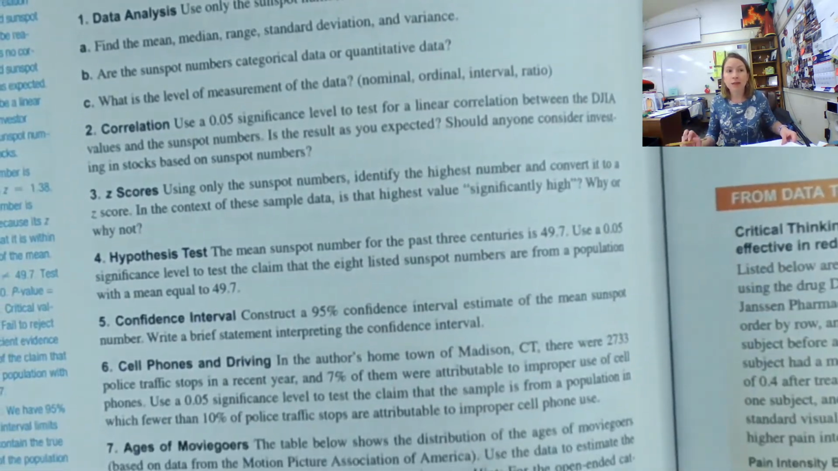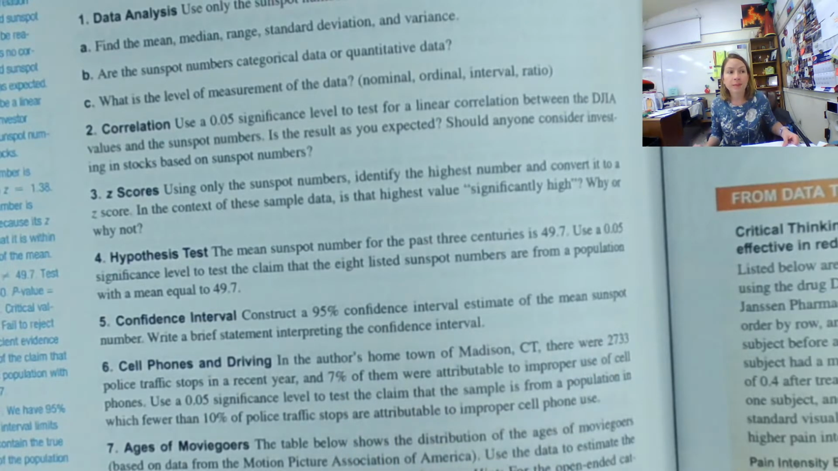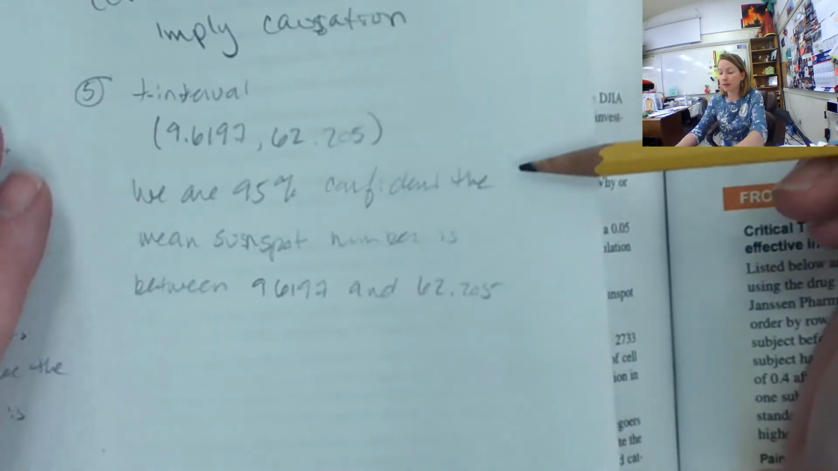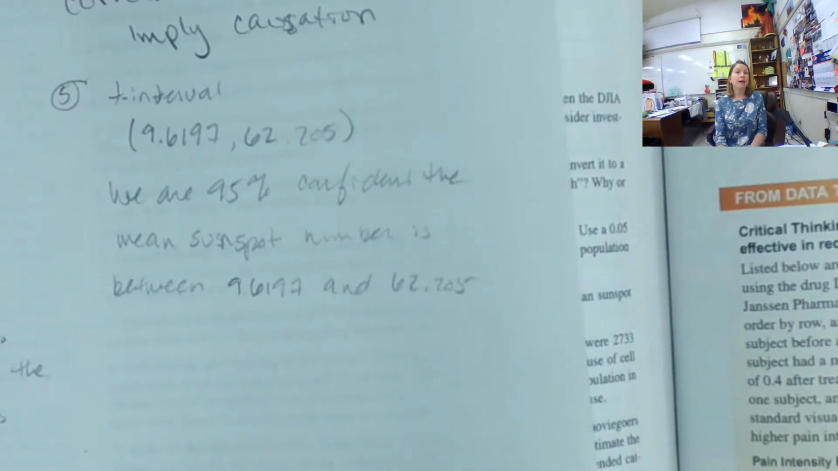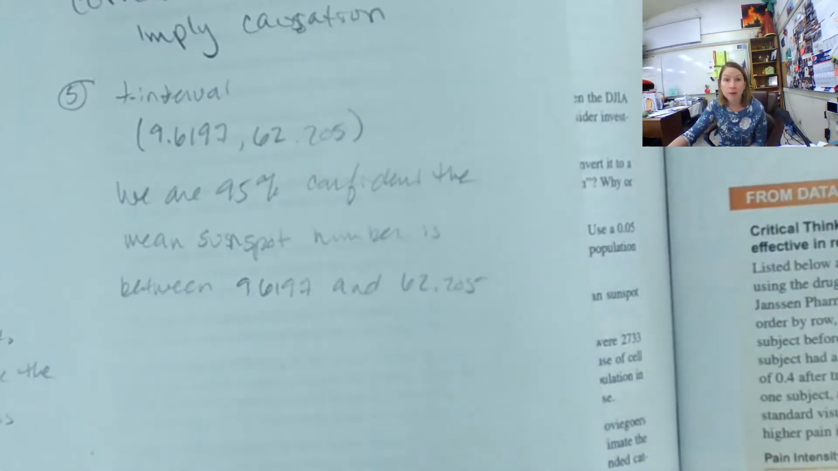Okay? Number 5 is making an interval for that. Construct a 95% confidence interval estimate of the mean sunspot number and then write a statement that interprets it. So it's just a t-interval. Our data's already in there, we just plug it in. It's nice and easy. We're 95% confident the mean sunspot number is between 9.6 and 62.2. It's going to be somewhere in between those two numbers. It's a pretty darn big confidence interval because we have a really small sample size.